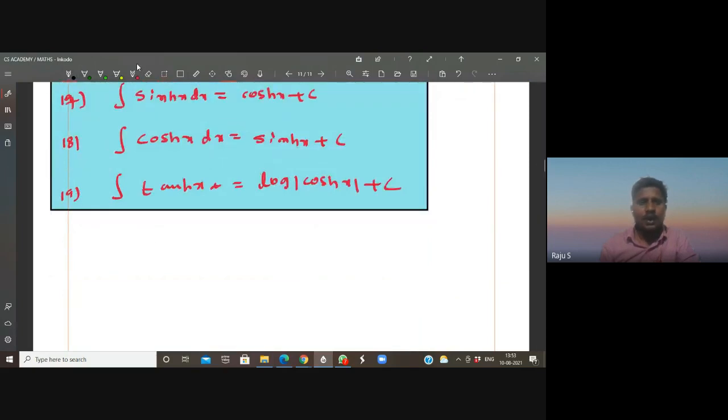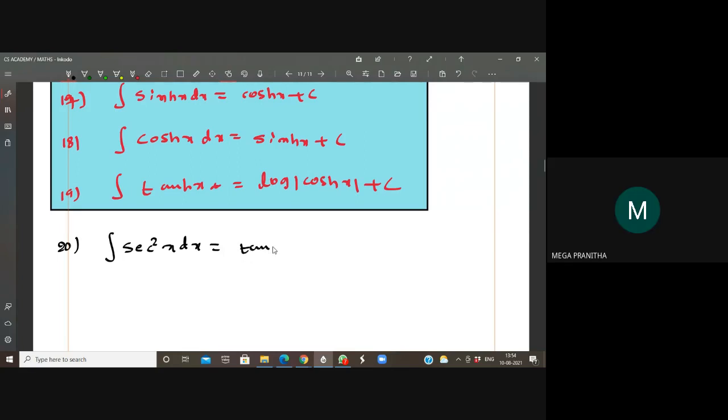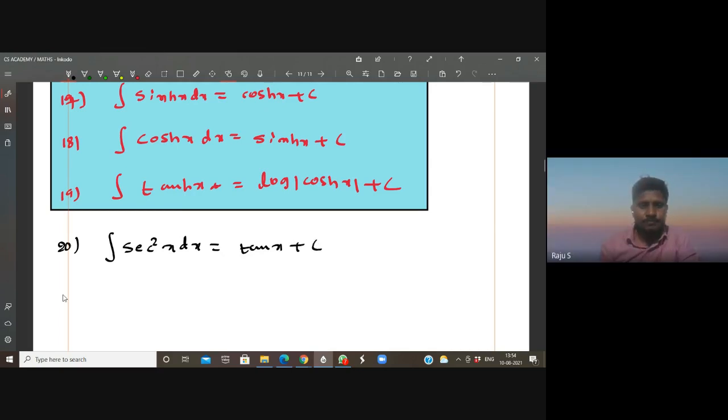And 19th, 20th. What is the integral of secant square x dx? Yes, students, for what function does the derivative become secant square? Tan x, that's all: tan x plus c. And what about cosecant square? Minus cot x plus c, right.